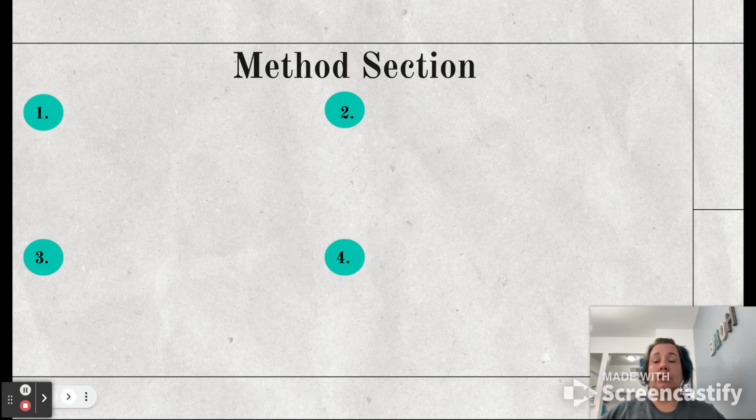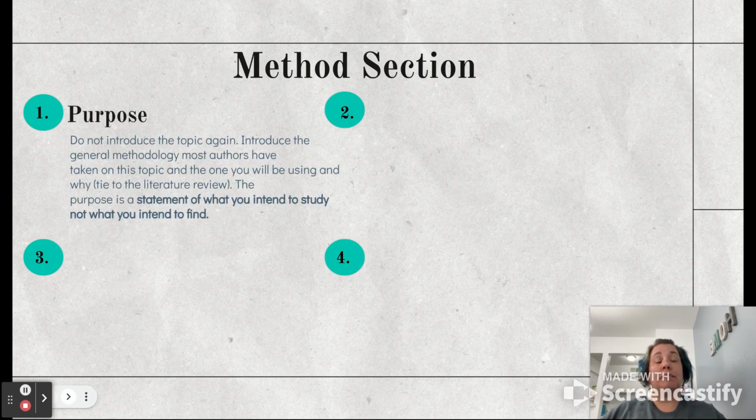So for your method section, you will first have your purpose. And this is not the same as your purpose statement from the beginning. So in this purpose, you're not going to introduce your topic again. Rather, you're going to introduce the general methodology most authors have taken on your topic. So, as you did your literature review, did most of them use qualitative? Did most use quantitative? So, that's kind of what your discussion is. And then you're going to let your audience know what method you will be using. The purpose is a statement of what you intend to study, not what you intend to find.